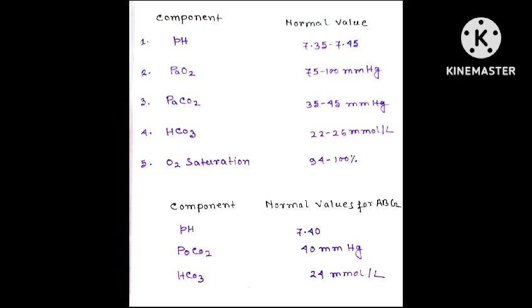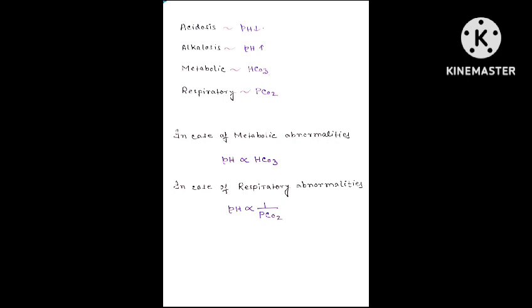Next, we have to learn the standard value for an ABG. For pH, that is 7.4. For partial pressure of carbon dioxide, that is 40 millimeter mercury, and for bicarbonate, that is 24 millimole per liter. Keep in mind 4 things only. In case of acidosis, pH value will be decreased, and for alkalosis, pH value will be increased. Metabolic conditions are related to bicarbonate values and respiratory abnormalities are related to partial pressure of carbon dioxide values.